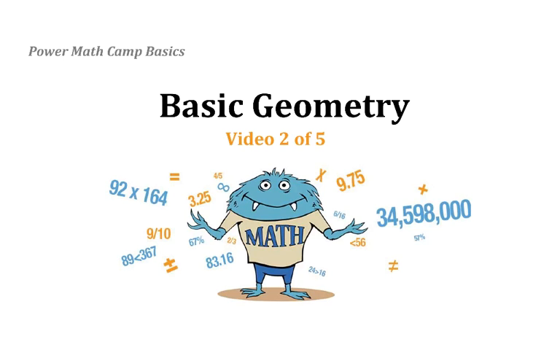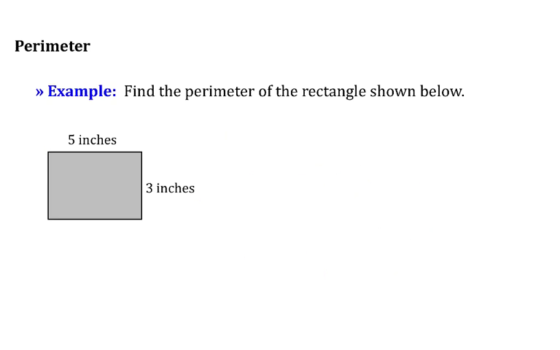This is the second of 5 short videos reviewing basic geometry. In this video, our focus will be on finding perimeter. So the simplest way to understand perimeter is to know it as the distance around a shape.